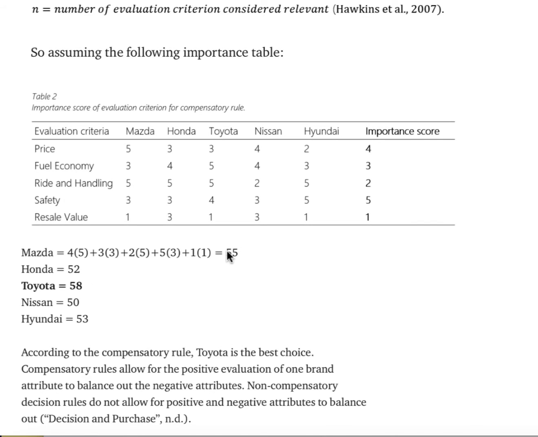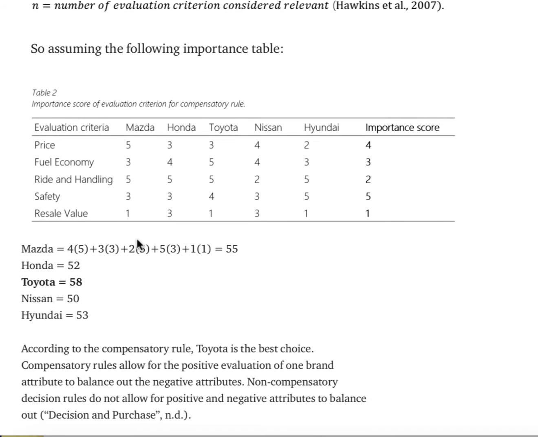Now, it's called compensatory because a performance on a particular attribute can balance out another. So we see here that on price, Mazda performs really well, but it performs less well on the dimension of safety. Because it performs well on the dimension of price, that balances out its less good score on the dimension of safety.